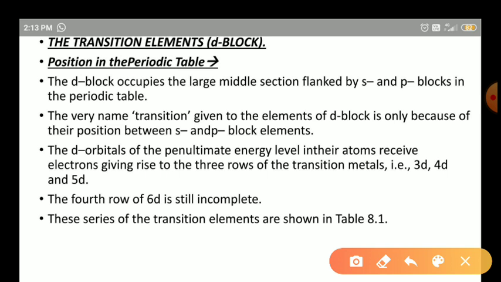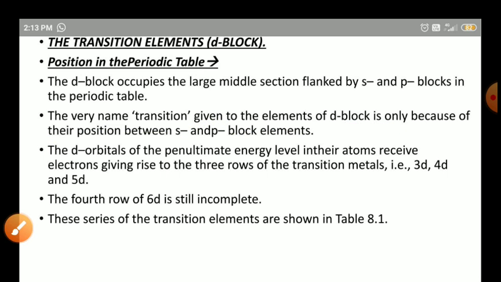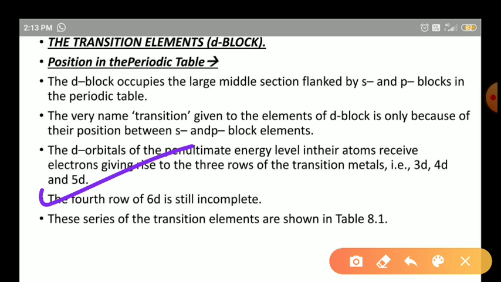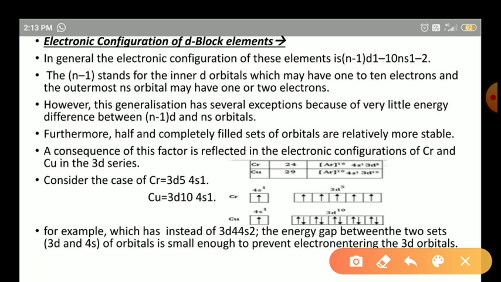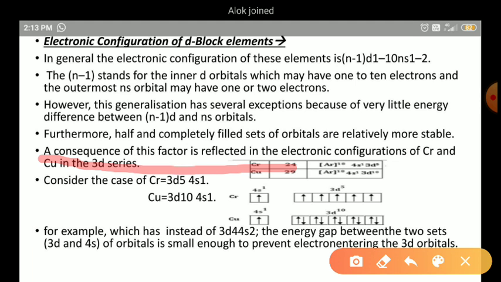Okay, wait, where is it, right, here. Already I think this is over. And the fourth, the 6d orbitals are incomplete. Already I discussed. Okay. The next is the, okay students, please don't write on the screen.